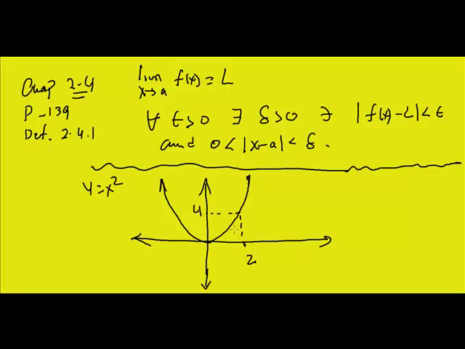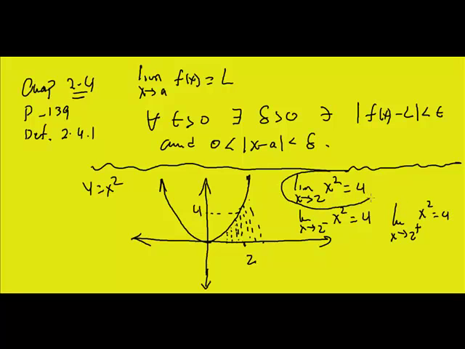Okay, so when I come from the left, the y value is getting closer to 4, and when I come from the right, the y value is getting closer to 4. So we can say limit as x goes to 2 of x squared is equal to 4, because it goes to the same value from both left and right, because limit as x goes to 2 from the left side of x squared is equal to 4, and limit as x goes to 2 from the right side of x squared is also equal to 4. Then we can say this is true.